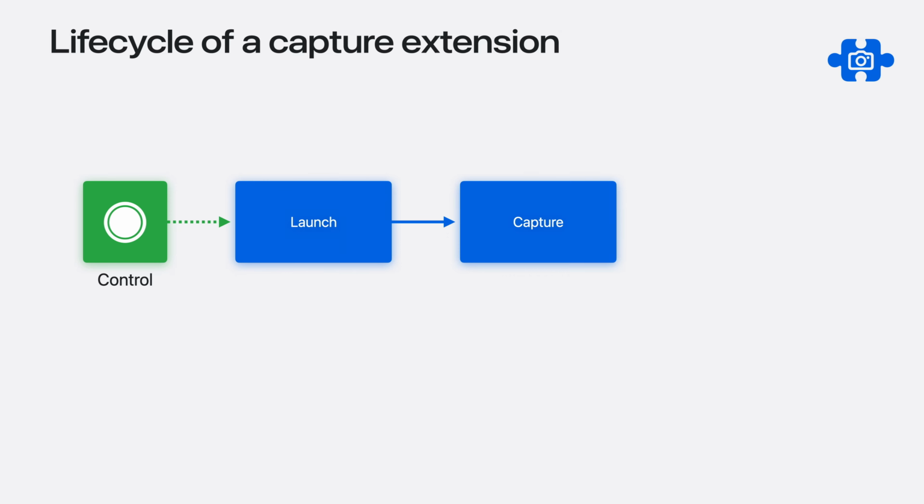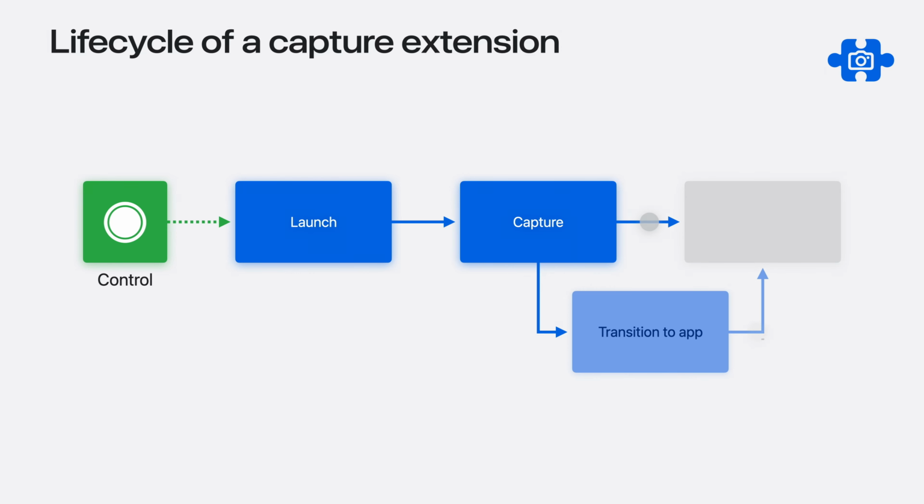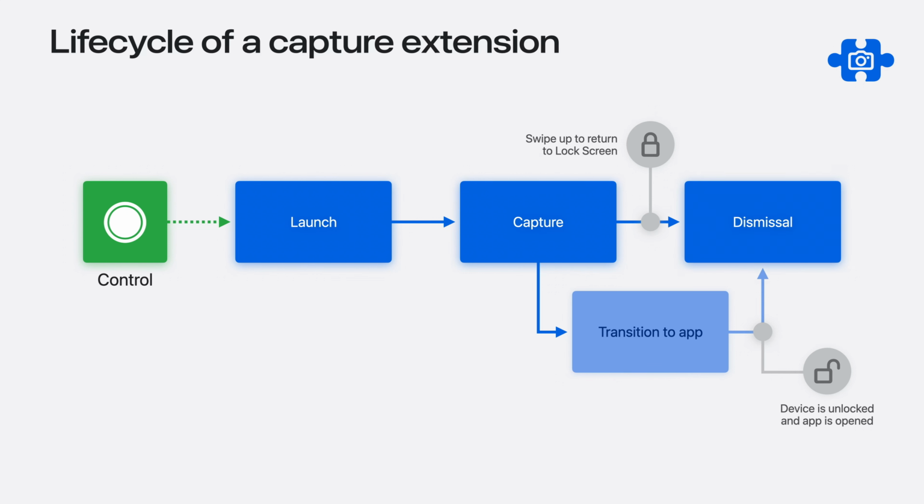For these types of interactions, the extension can request to open its parent application, which will authenticate a person using the device. This enables the ability to do a seamless transition from extension to app, bringing someone right to where the extension left off. Lastly, whether by transitioning to the application, or if someone swiped up to return to the lock screen, the capture extension will be dismissed. When this happens, the system moves the captured content to a location that the parent application can access.